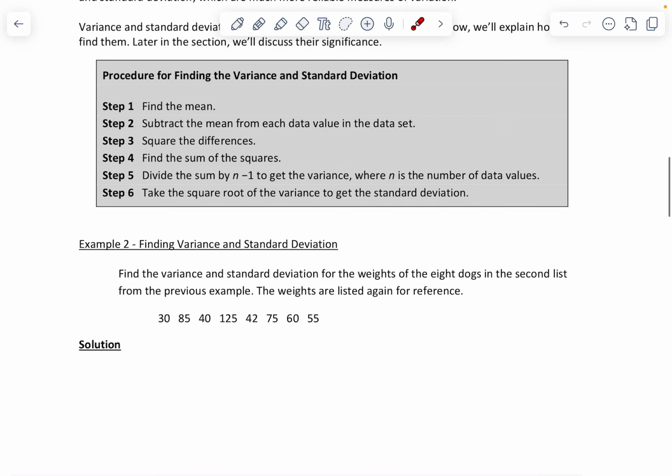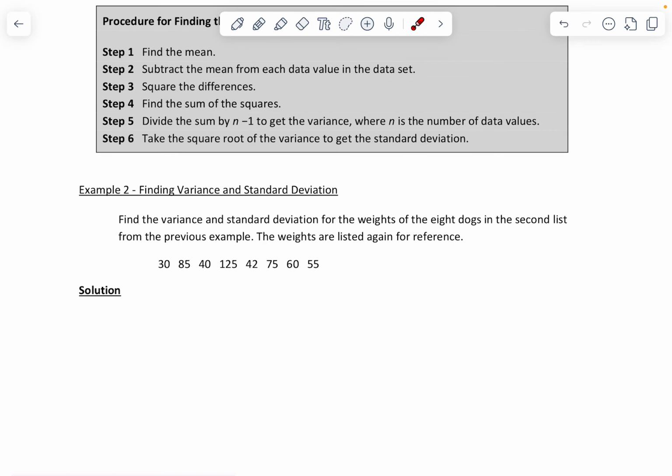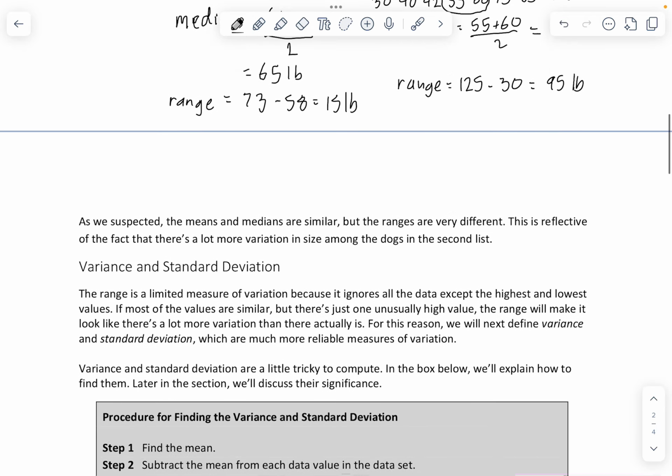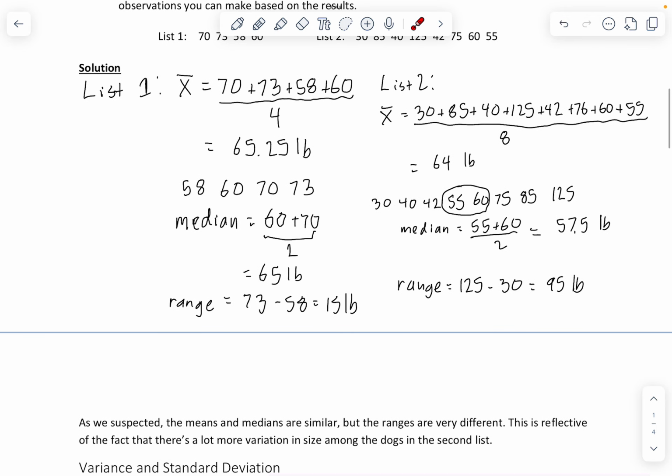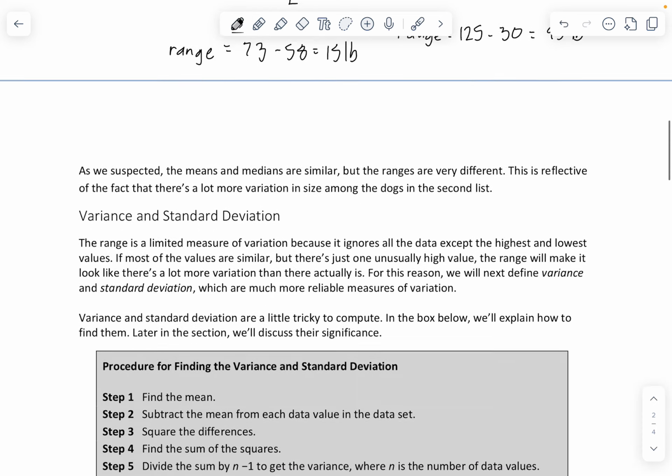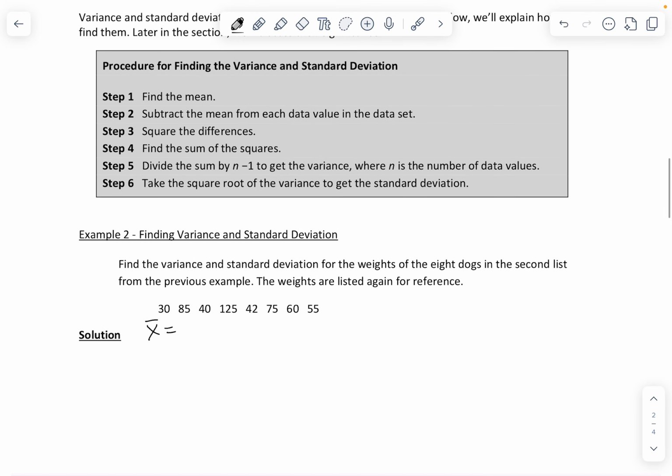So let's move on to example 2 here. Find the variance and standard deviation for the weights of the 8 dogs in the second list from the previous example. The weights are listed again for reference. We want to follow the procedure up here, this 6-step procedure. So step 1, find the mean, right? We actually already did that in the previous example. We found the mean to be 64 pounds. There it is right there. So we don't need to redo that calculation since we've already done it. X bar equals 64.